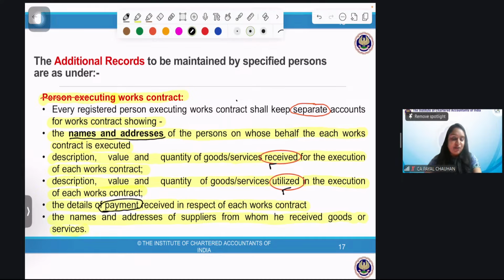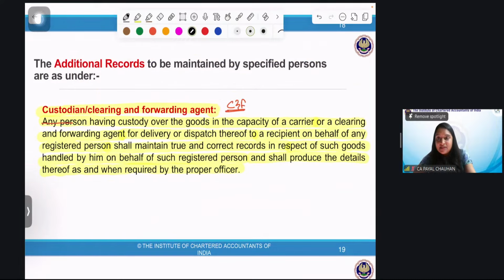Okay, now I'll tell you one more thing, which I did not tell, though you people answered, but I'll give you one more answer. See, we have clearing and forwarding agent. Very good. You people gave me the answer, packers and movers. That means transporter. Remember, you people gave me that answer. True or false? You people give me the answer.